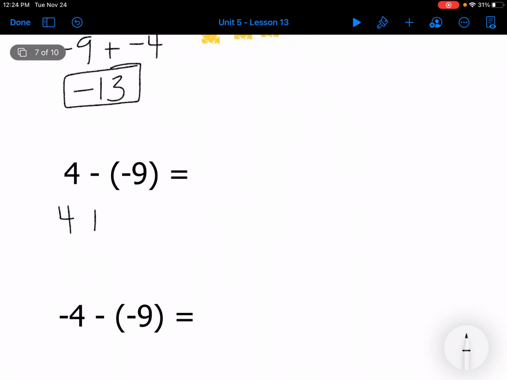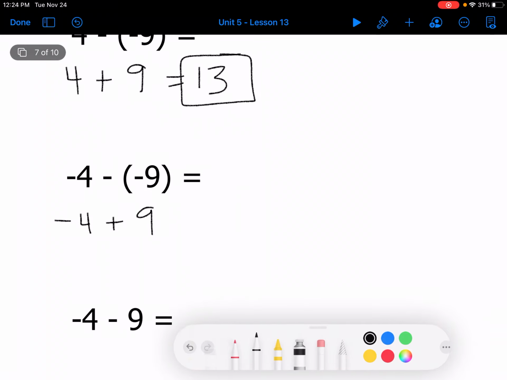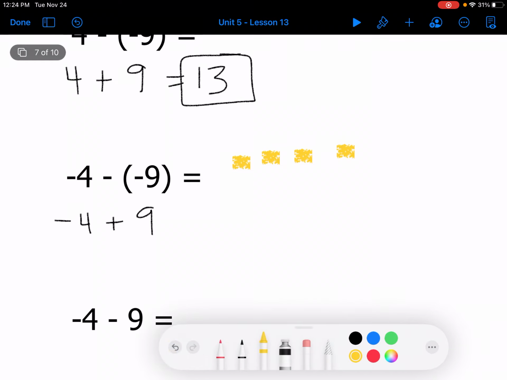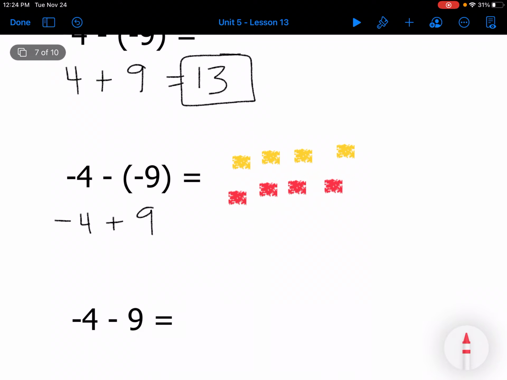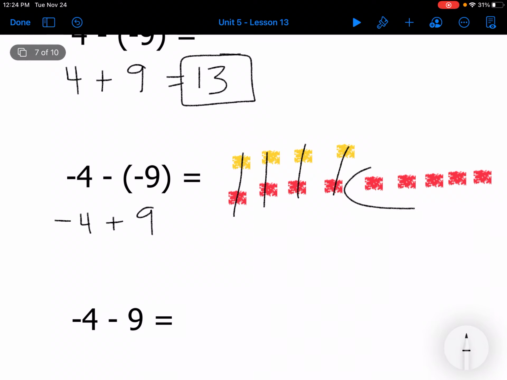I'm adding the opposite. 4 plus 9 is 13. I don't have to think about it. I know it. Okay, -4 plus 9. Okay, so I'm going to do my chips again. So it's 1, 2, 3, 4. And then my 1, 2, 3, 4, 5, 6, 7, 8, 9. So now I'm going to start crossing them out. I'm left with 5, and the reds are positive, so it's going to be 5.